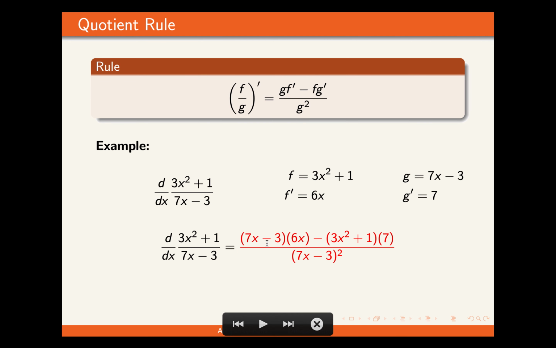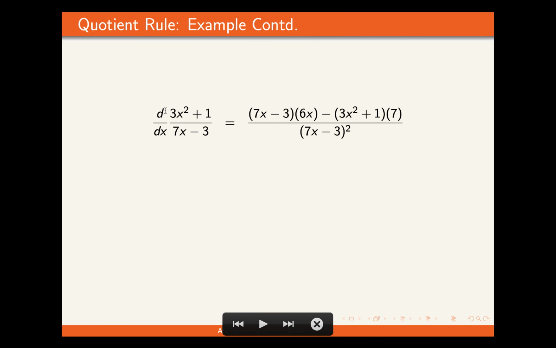So this is our z, this is our f prime, this is our f, right, on the formula, you can check that, and then this is our z prime. That's on the formula, and that's what we have obtained. Everything on the numerator is divided by the square of 7x minus 3. Done. This is the derivative of the function 3x squared plus 1 divided by 7x minus 3. But this doesn't look like a simplified form, so let's see if we can simplify it and write it in an alternative form.